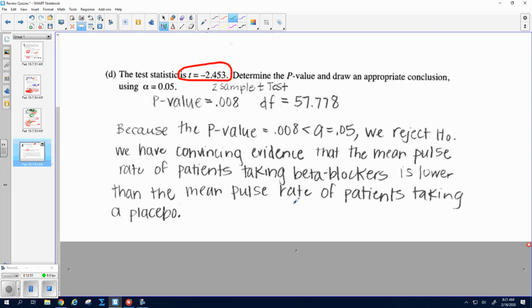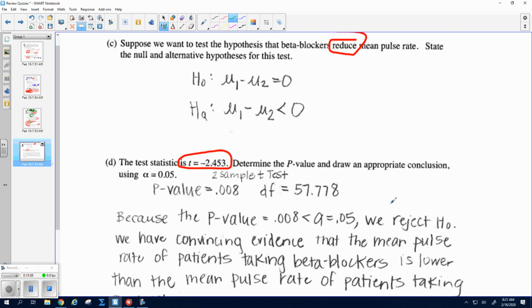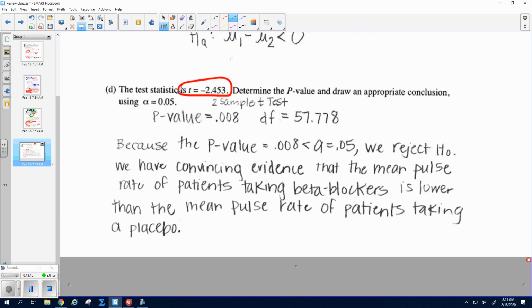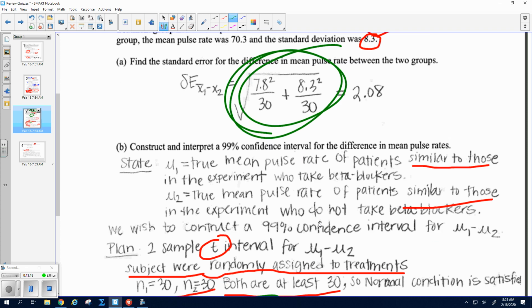So because the p-value is less than alpha, we reject the null, which means we have convincing evidence that the mean pulse rate of patients taking beta blockers is lower than the mean pulse rate of patients taking a placebo. So how come this one actually had a difference? It's because of the significance level that they used on this one versus part A. We used a 99% confidence interval.